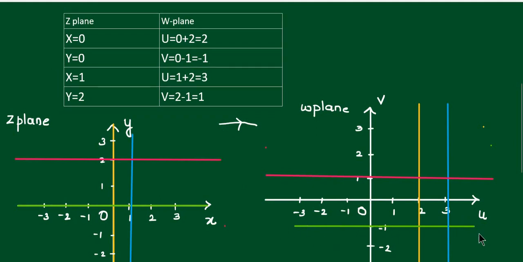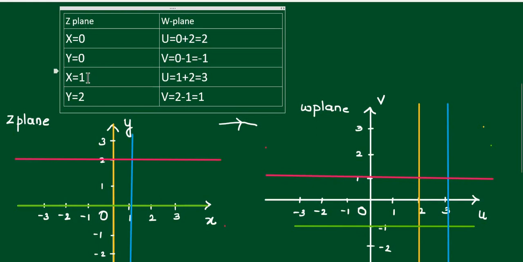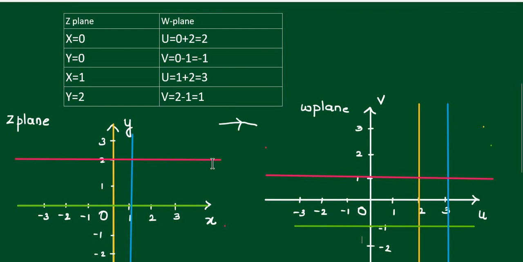So, I have put the green colored line here, and similarly when x equal to 1 you get u equal to 3, when y equal to 2 you get v is equal to 1, that is the rose colored line is being mapped to the rose colored line and the blue colored line is being mapped to the blue colored line. Now, let us proceed with the next example.